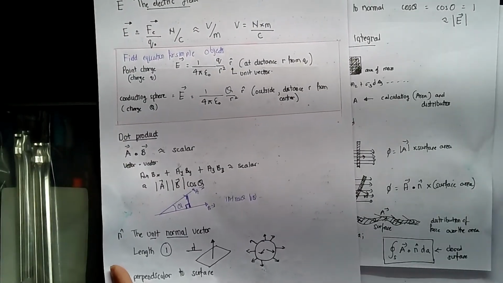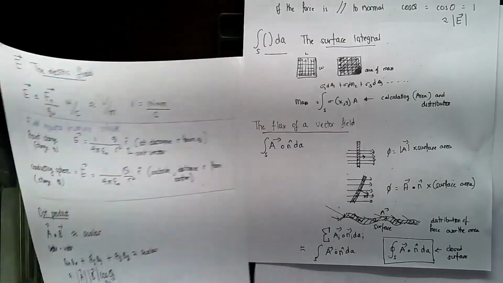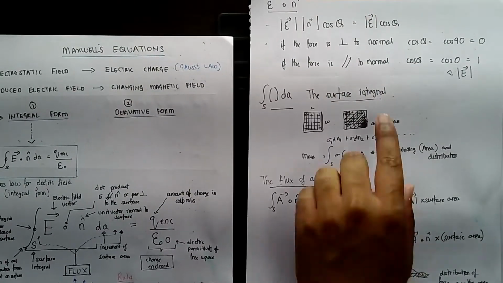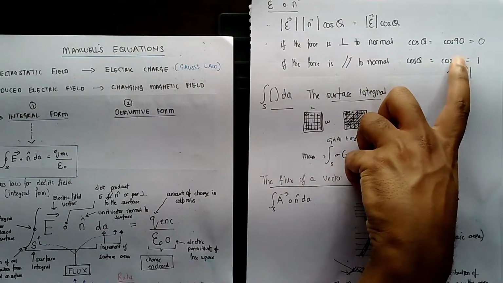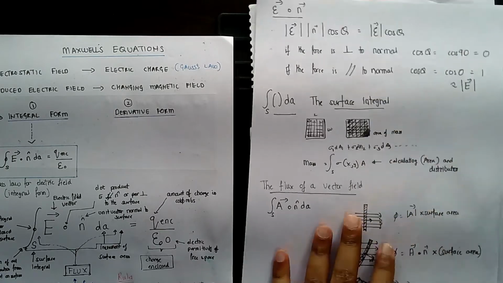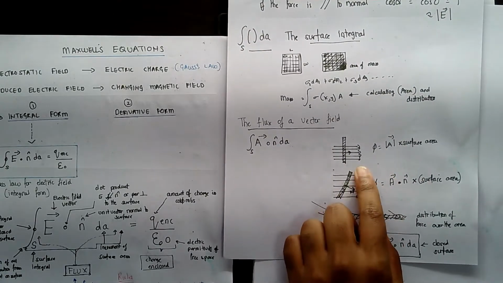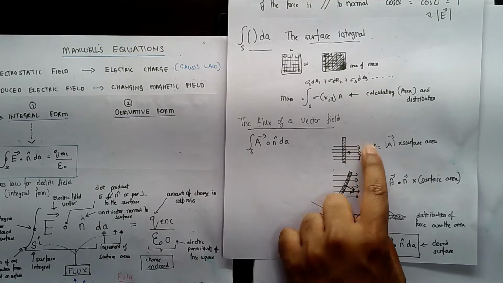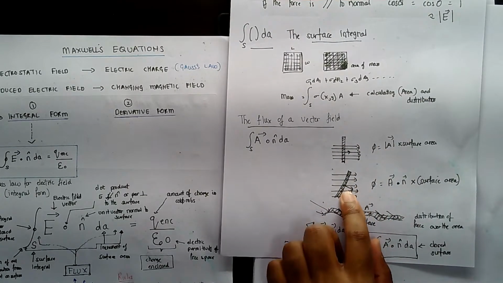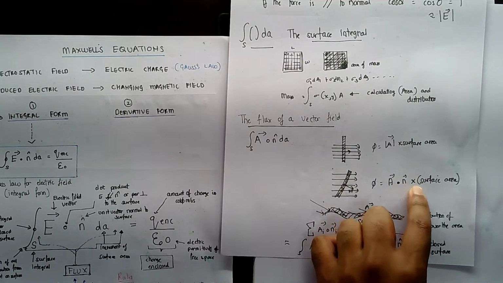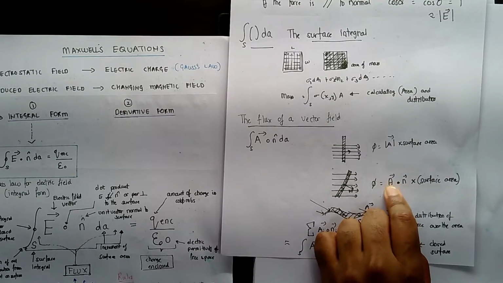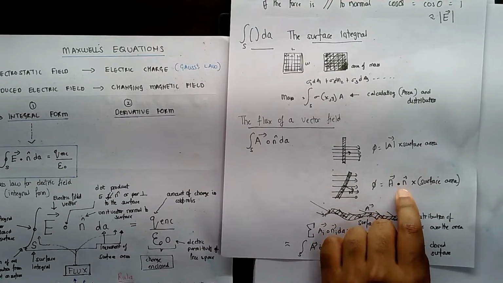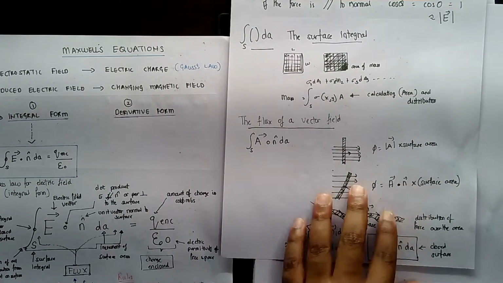As I mentioned earlier over here, cos 0 is going to be 1, and cos 90 is going to be 0. So because it's 1, it's going to take the full magnitude of the force acting on it. And if it's angled, then it'll be A dot N, and A dot N will be the magnitude of A multiplied by the magnitude of the unit vector multiplied by cos theta.